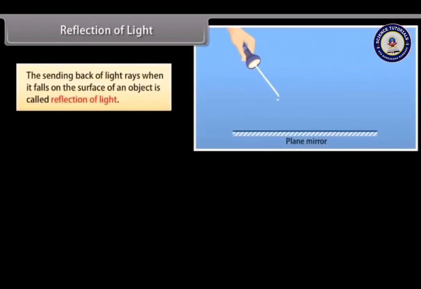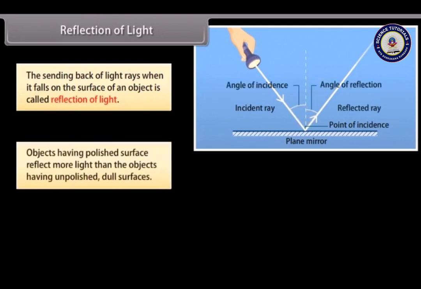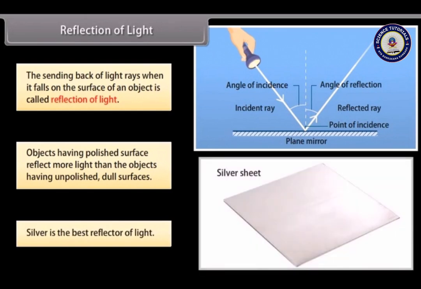Reflection of light. The sending back of light rays when it falls on the surface of an object is called reflection of light. Objects having a polished surface reflect more light than the objects having unpolished, dull surfaces. Silver is the best reflector of light.